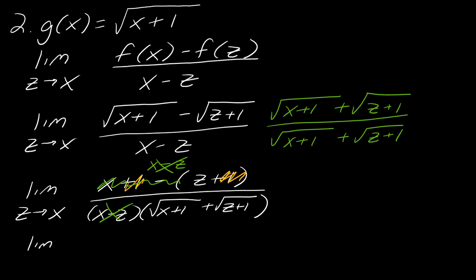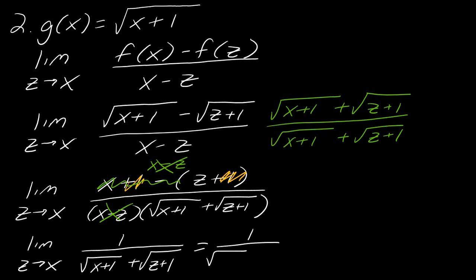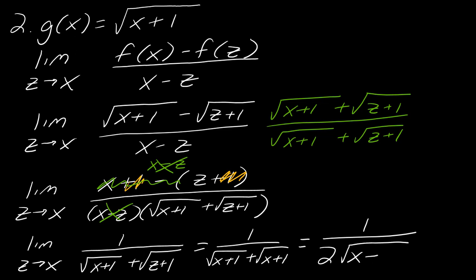And so now I'm left with the limit as z approaches x of 1 over the square root of x plus 1 plus the square root of z plus 1. And hey, look at that. Now we have something where I can plug in my x for the z, so I can evaluate this limit and I won't get that 0 in the denominator. So now, if I evaluate this, I've got the square root of x plus 1 plus the square root of x plus 1. And so this comes out to 1 over 2 times the square root of x plus 1.